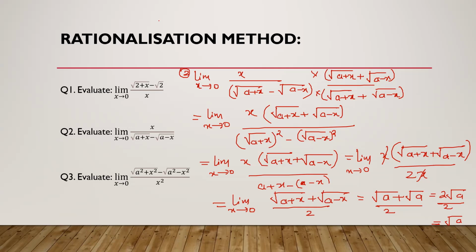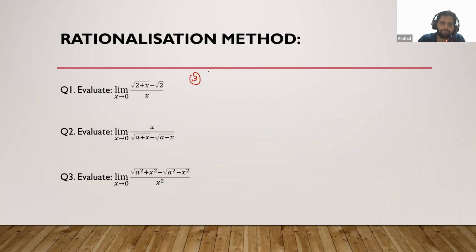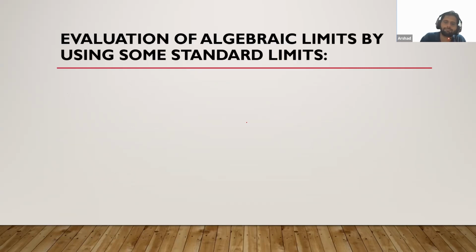Rifat, root a square or 1 by root a square? One by, okay, root a square is 1 by a. That's correct. So your answer is 1 by a. Very good. Fahad, is it done? Fahad, you have completed the third question. Okay, Fahad, what's the answer? Fahad, what is the answer of the third question?